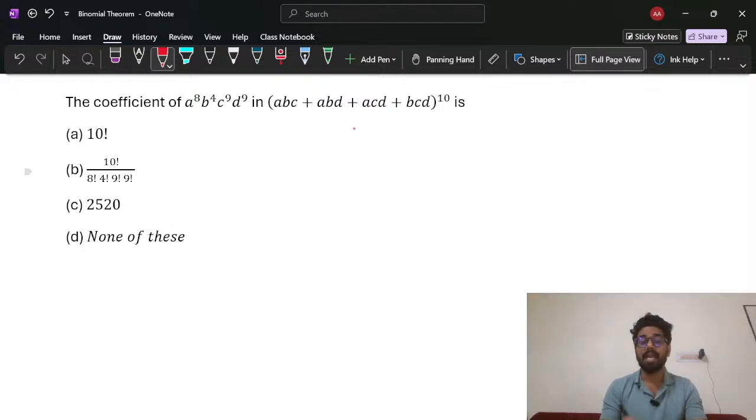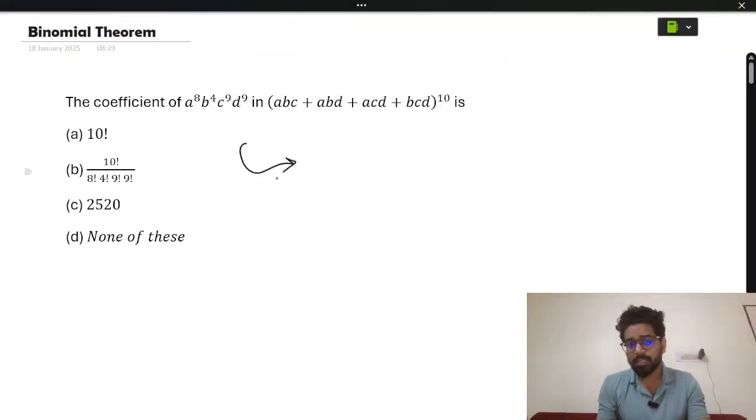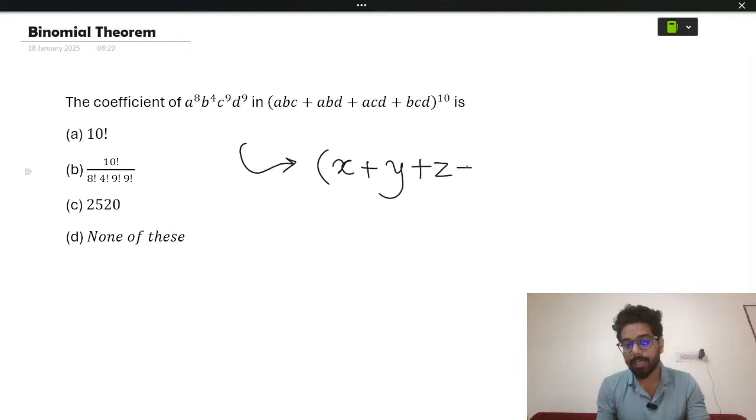Now this lies in multinomial. So before I solve this question, I will quickly describe what is multinomial. In the last couple of years, you can see questions of multinomial. Now here we are having 4 terms. I will explain how exactly it works. Let's say this is (x + y + z + w) whole power 10. I'll give you the standard formula also.